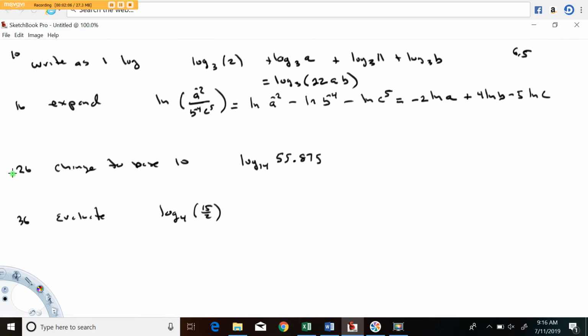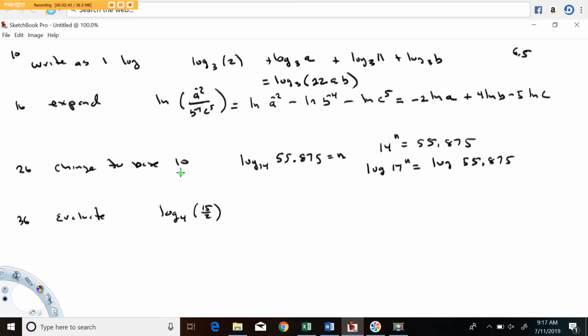All right, 26. The directions are basically to change this thing to base 10. So here's how I do this. We say, all right, this is some number. Write it in an exponential form. 14 to this number equals 55.875. Right, now what we do is take the log of both sides. So the next line is going to read log of 14 to the n equals log of 55.875. You can choose any base you want.